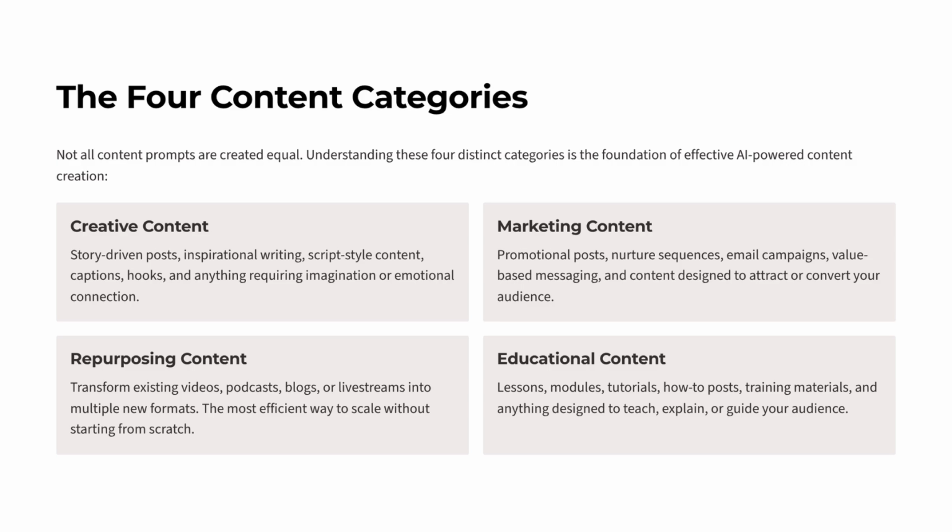The second category is marketing content. These are your promotional posts, nurture sequences, email campaigns, and all the value-based messaging designed to attract, warm up, or convert your audience. The third category is repurposing content. This is one of the most efficient ways to scale because it allows you to take something you've already created, a video, a podcast, a blog, or a live stream, and turn it into multiple new formats without starting from zero.